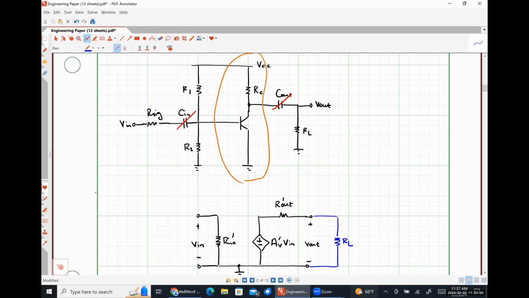Now let's look at the input network, okay? So between the base terminal, which is where my input signal was applied, and ground, I have R2, but I will also have R1, since my supply voltage up there is going to look like AC ground as well. So that to me looks like R1 in parallel with R2. Anybody have a problem with that?